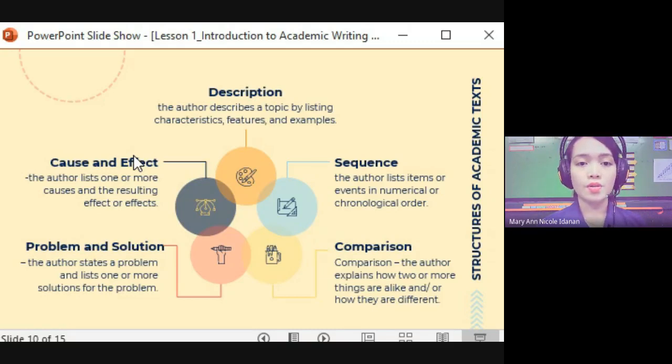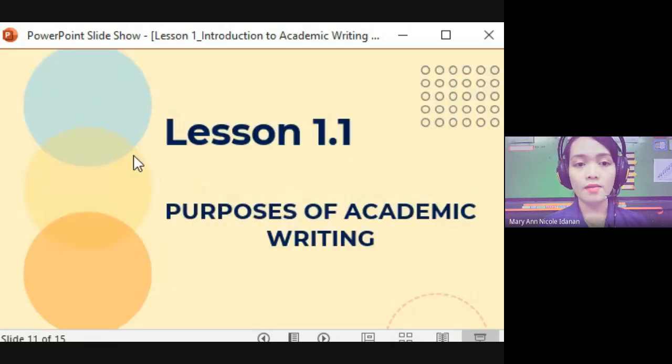Okay, so those are the five structures of academic text. We have the description, sequence, comparison, problem and solution, and cause and effect. Now, class, let's proceed with the purpose or purposes of academic writing. When you are writing, before you begin writing, you must have this purpose. Why are you going to write this, or for what purpose are you going to write this kind of text?